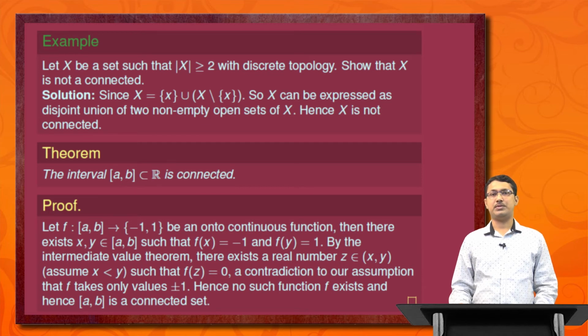Why is it possible? Because we assume the function is onto, so there exists at least one point x and a point y such that f(x) equals minus 1 and f(y) equals 1. Then, because the function is continuous, by the intermediate value theorem there exists a real number z belonging to the open interval (x,y), assuming x strictly less than y, such that f(z) equals 0. But this is a contradiction, since 0 cannot belong to the set {plus minus 1}. Hence no such function exists and hence the closed bounded interval [a,b] is a connected set.